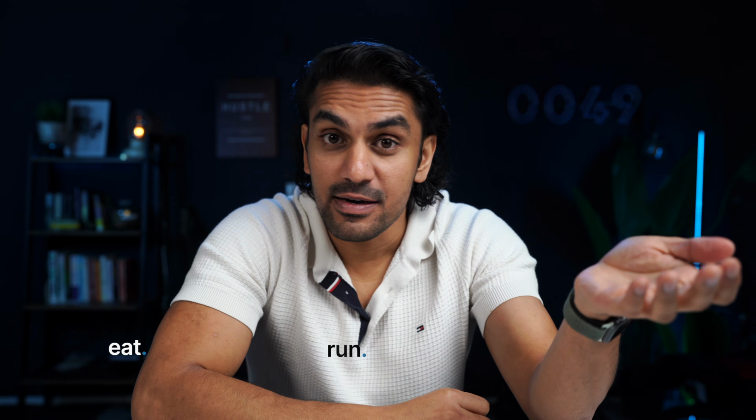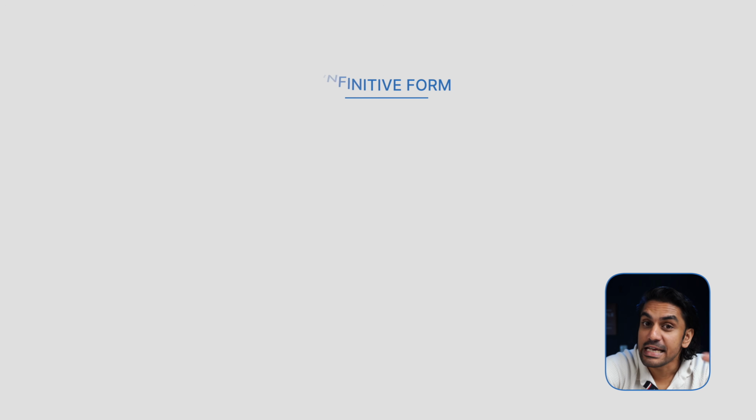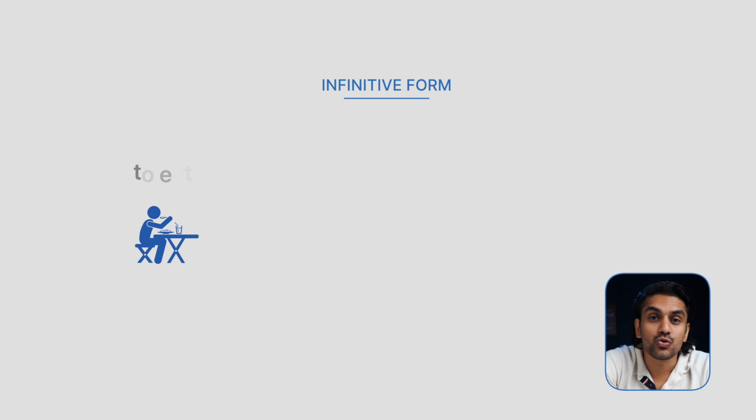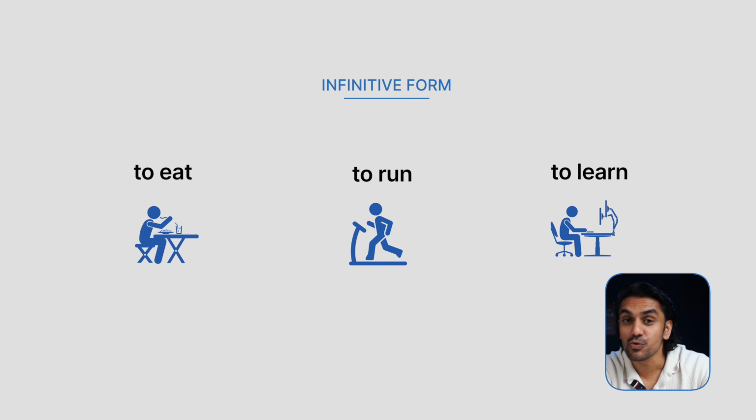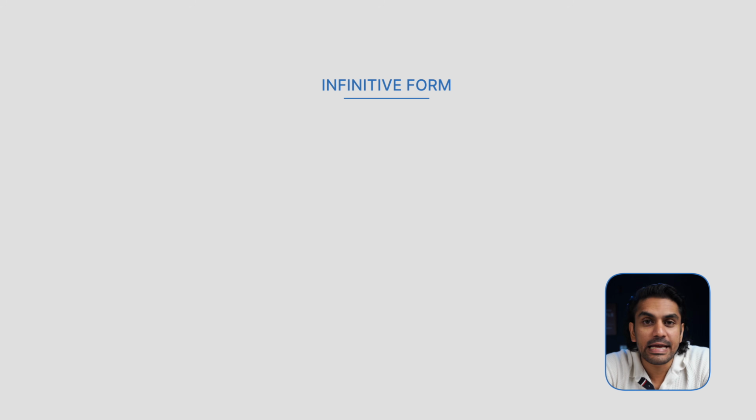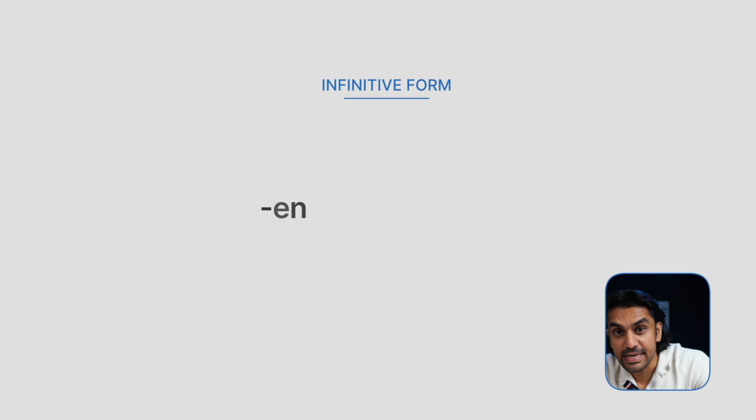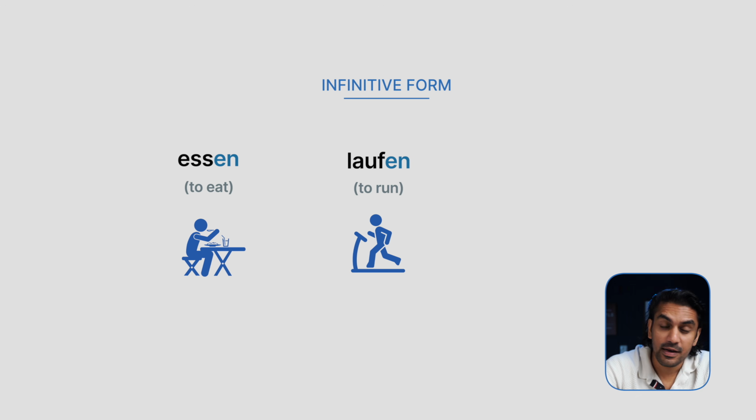Now, let's talk about the connecting bridge between the subject and the object, the verb. Verbs are the action words. They tell us what's happening or what someone is doing. Those are words like eat, run, and learn. In German, the basic form of a verb is called the infinitive form. It's like saying to eat, to run, or to learn in English. Almost all infinitive verbs in German end with en or sometimes just n. So that would be essen, laufen, or lernen.